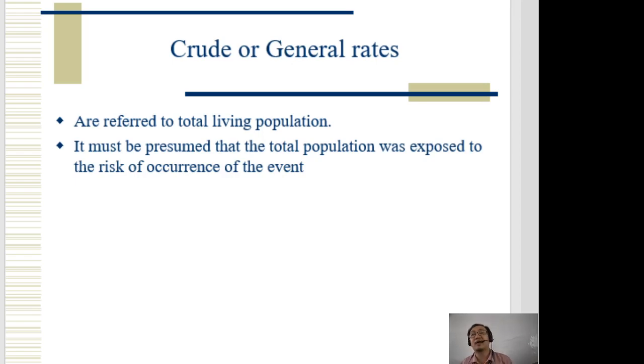and everybody will be dying. So in that sense, it must be presumed that the population was exposed to the risk of occurrence of the event. Later during our presentation of the different formulas, you would notice that when you say crude or general rate, the denominator of the formula is usually the total population.